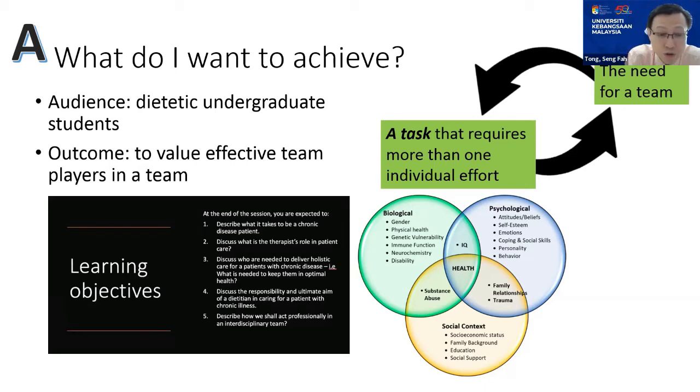And it is really true that we need to spell it out. So then I can design something based on the learning outcome I expect. I expect them to describe what it takes to be a chronic disease patient, discuss the therapist's role in patient care. They are therapists, dietetics is a therapy, and discuss who is needed in delivering holistic care.